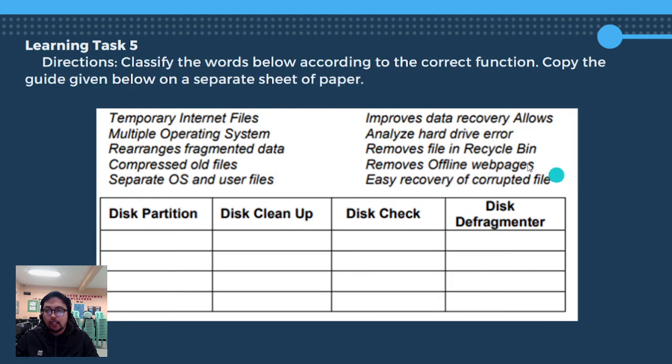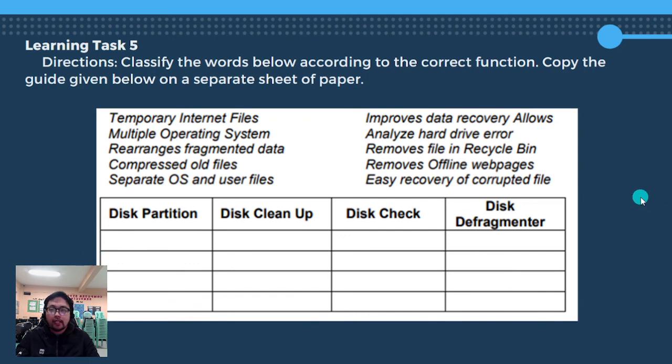The next, learning task number 5. So you're going to classify the words below according to the correct function. So copy the guide given below on separate sheet of paper. Ayan. So you're going to classify the verbs below according to the correct function. So temporary internet files, saan ba yun dyan? Multiple operating system, saan ba yun dyan?